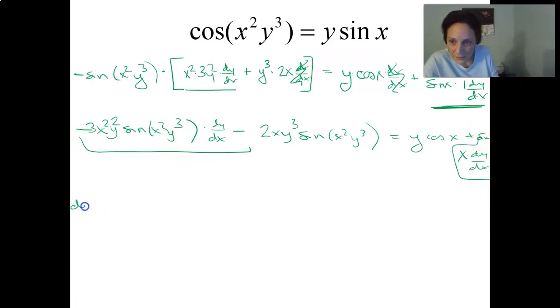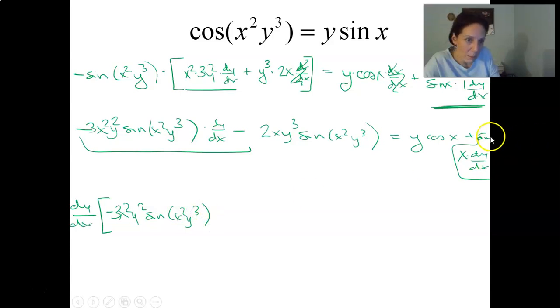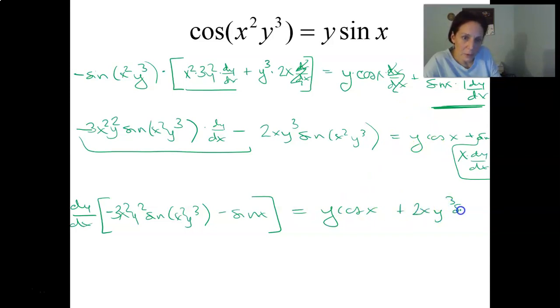So on the left, I've got this whole mess. I'm going to factor a dy/dx out. Negative 3x squared y squared, the sine of x squared y cubed. And when I bring this over, I'll have a negative sine x. On the other side, I've got my y cosine x plus 2x y cubed sine x squared y cubed, because I'm bringing this chunk over to the other side.